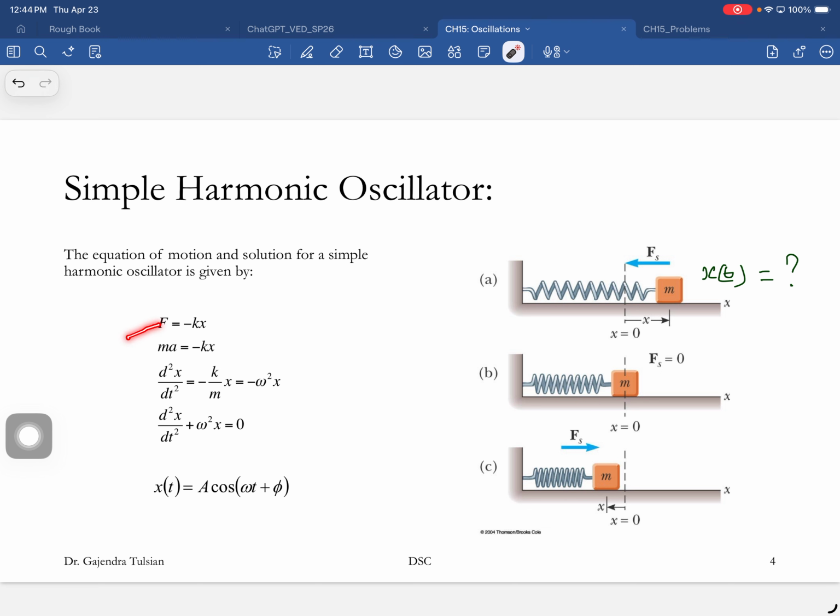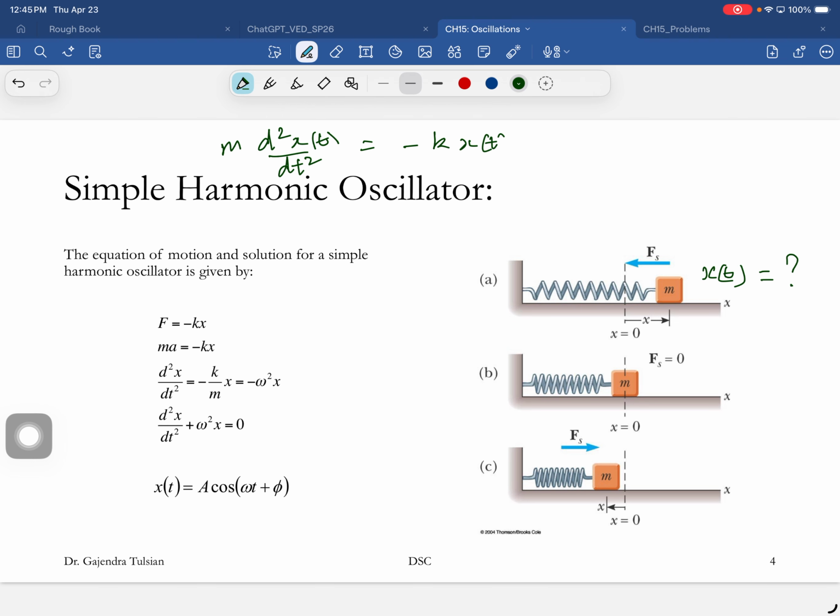You apply a force on any object, then that object will accelerate. That'll equal the mass times the acceleration of the object. What is the acceleration? So mass times d squared x by dt squared equal to minus kx(t). There you go. There is a mathematical model describing the behavior of the system. So you disturb the system, this position, the evolution of the system must obey this equation.